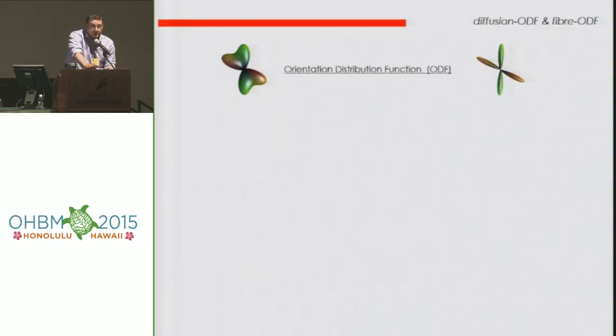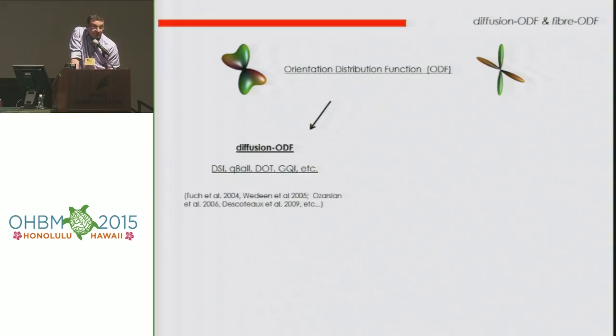But probably what is now becoming the standard to resolve crossing and do tractography is to use this kind of data structure called the orientation distribution function, or ODF. And there are different families. I'm not going to explain all the possible models because I'm never going to finish in time today, but I'm going to give you a very brief definition of the two main families.